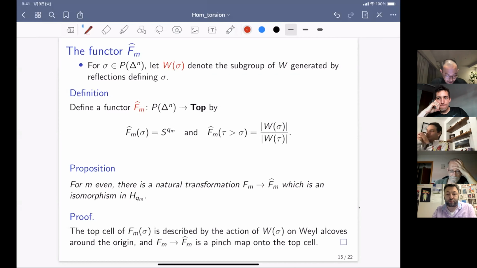Now we define a functor F_m hat like this. Its value is always S^{Q_m}. It's independent of the object, but it sends a morphism τ ⊂ σ to a map of degree |W_σ| mod |W_τ|.